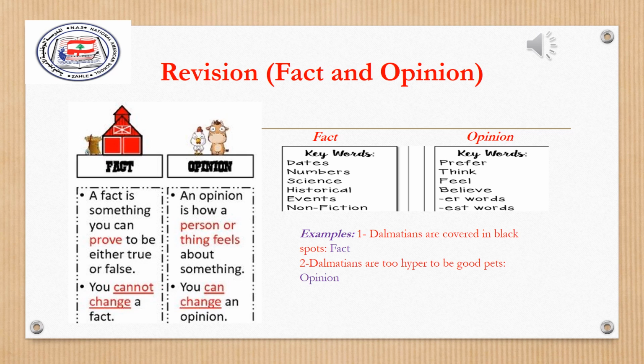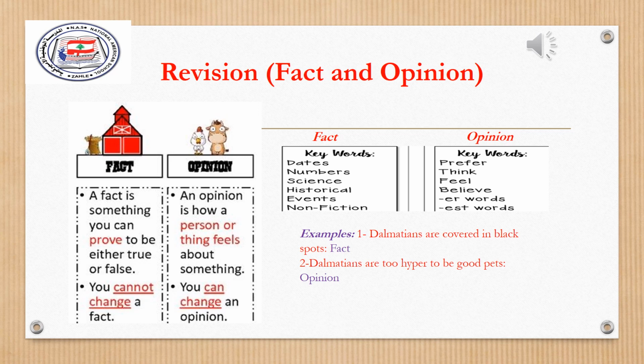If you see these keywords in a sentence, you would know that this is a statement of fact: dates, numbers, science, historical events, and non-fiction events. But if you see words like prefer, think, feel, believe, ER words like prettier, EST words like prettiest, you would know that the sentence is a statement of opinion.